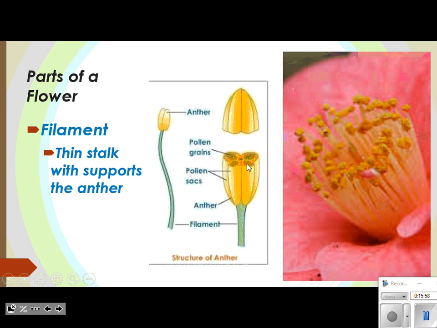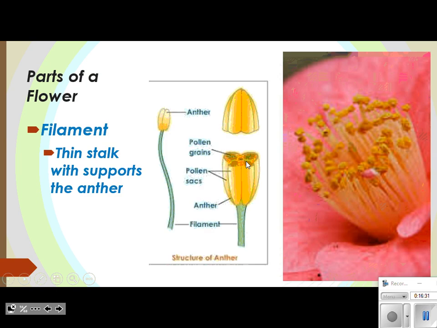And if I would cut open the pollen sacs of this anther, you could see that here are the pollen grains that are starting to be produced. Okay? So that is the male part that we call the stamen. So we have the stamen, we have the pistil, the male, the female.